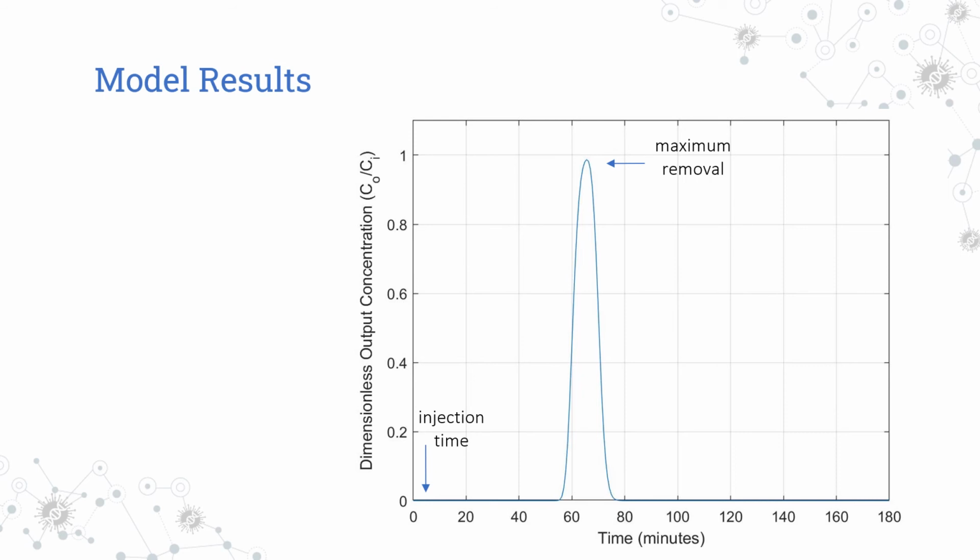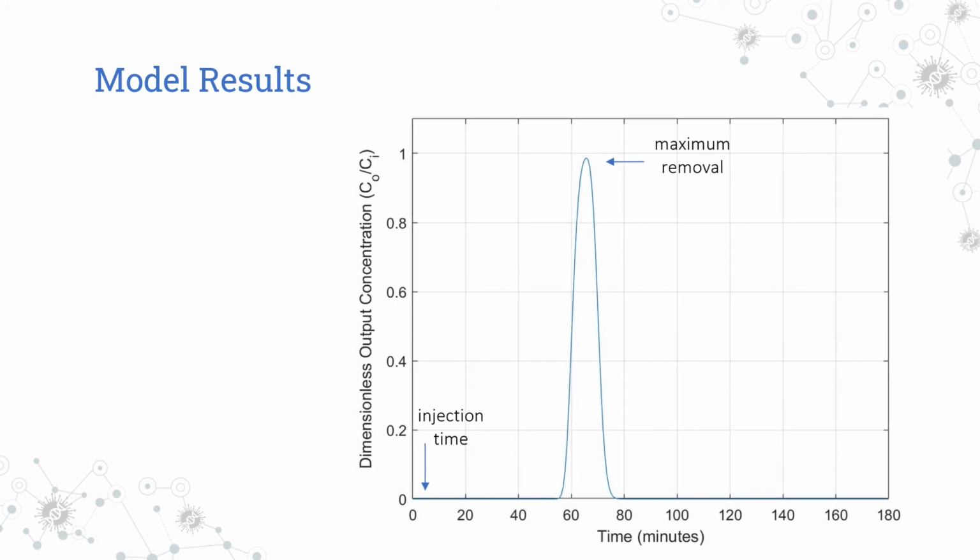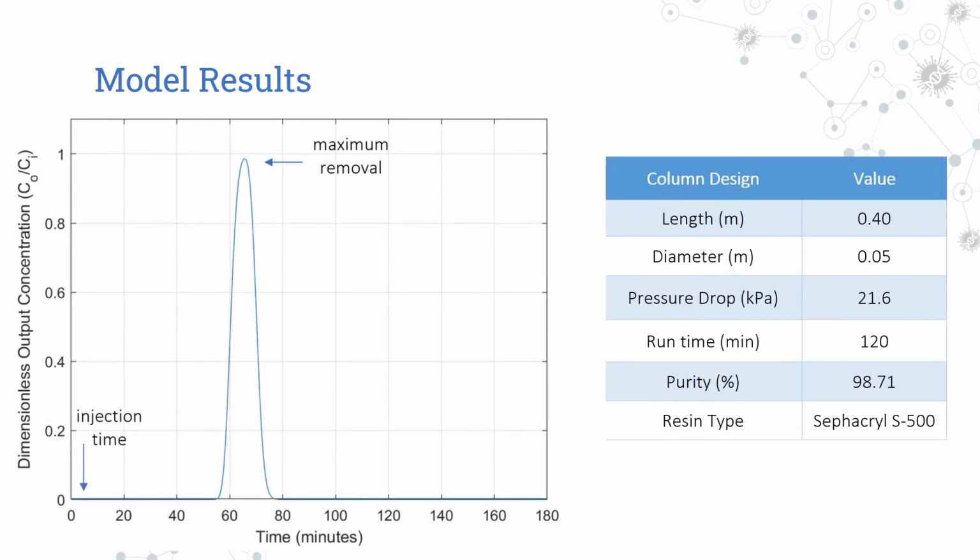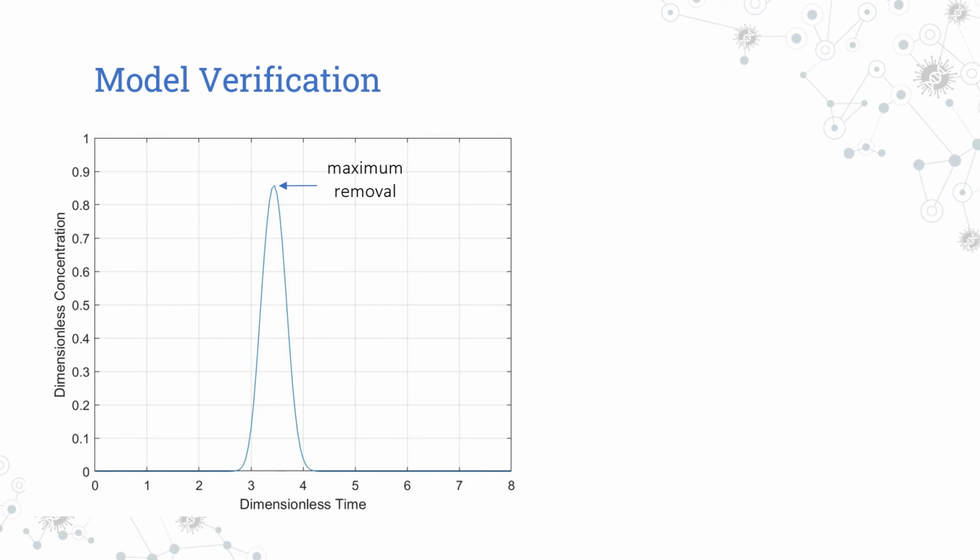Solving the MATLAB model resulted in concentration profiles such as the one shown here. From these concentration profiles, I was able to read off the maximum purity levels that were achieved. And using this model, I was able to design a column with these specifications so that a purity level of 98.71% could be achieved. I was able to validate the MATLAB model using commercial software, which resulted in purity levels of around 85%, leading to a 15% margin of error.